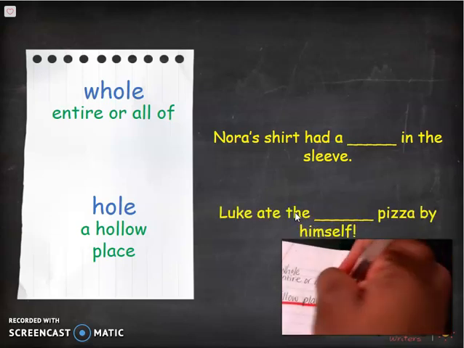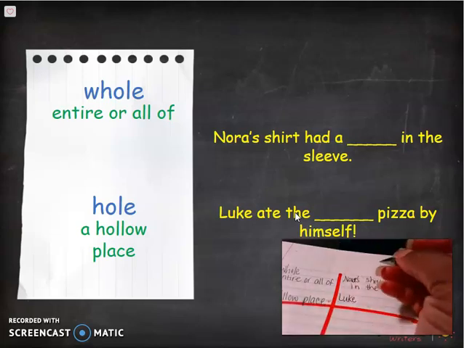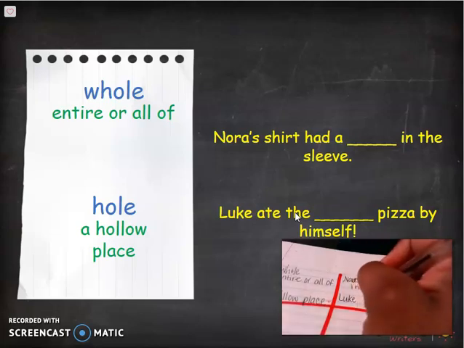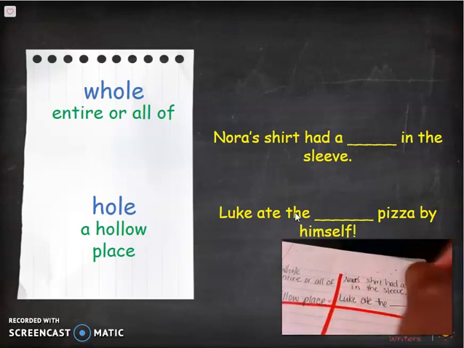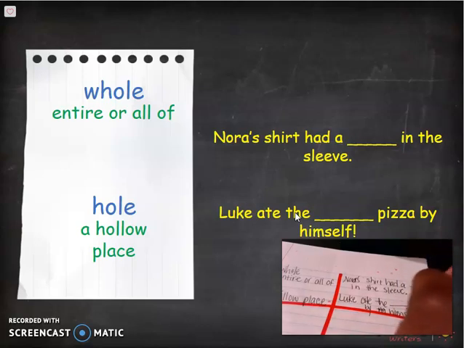And then the next one, Luke ate the whole, oh, they have a similar sentence that I had. He ate the whole pizza by himself. Don't forget to put the periods and the capital letters at the beginning of your sentence. And this should be whole with a W.